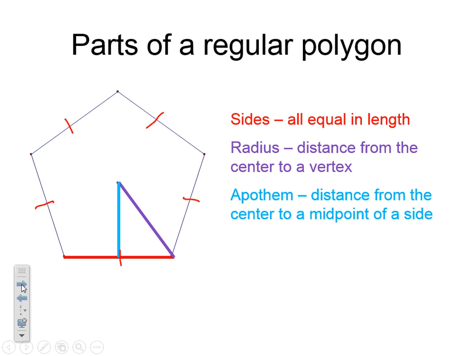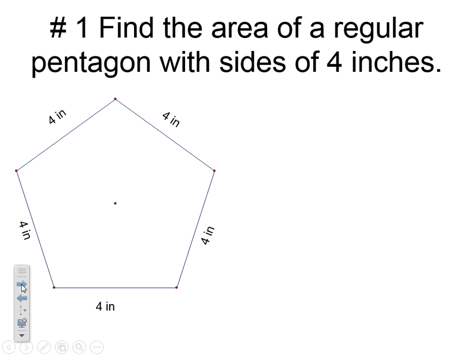Alright, ladies and gentlemen, so please make sure you have all of this written into your notes. We're just going to have two examples of solving a regular polygon. Here's our first one. It says, find the area of a regular polygon with sides of 4 inches. So if I look at this regular polygon, I am going to break it down into shapes that I know.